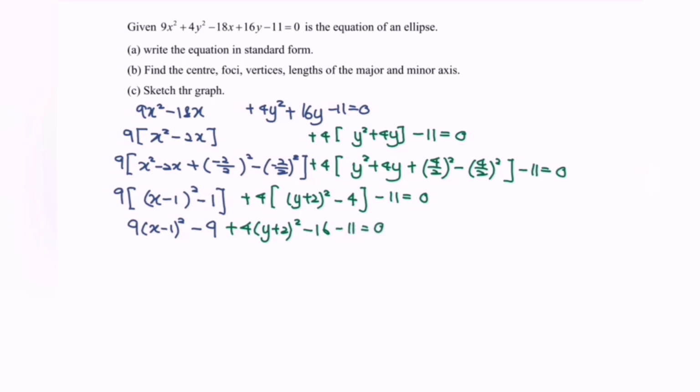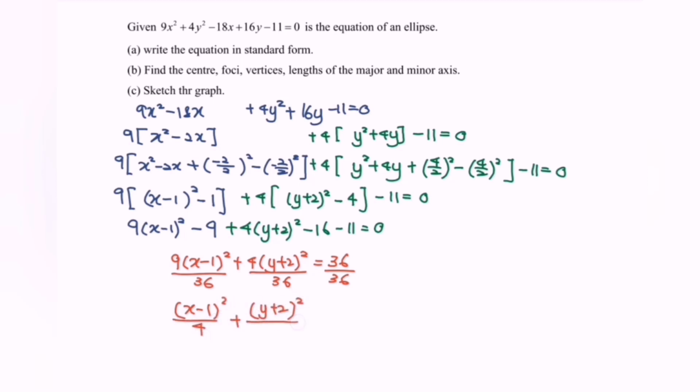Rearrange the situation where we have 9(x − 1)² + 4(y + 2)² = 11 + 16 + 9. Sum up the situation and we will have 36. Next, divide all the terms by 36. So we will have (x − 1)²/4 + (y + 2)²/9 = 1. So here we have the standard form for the equation of an ellipse.